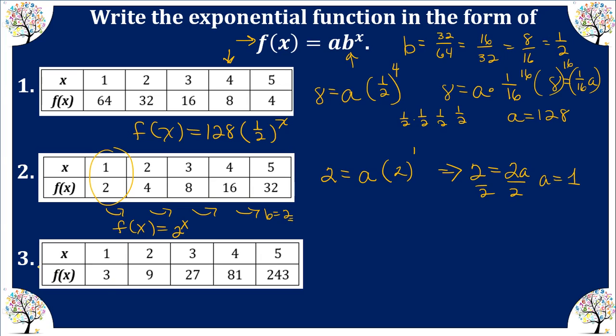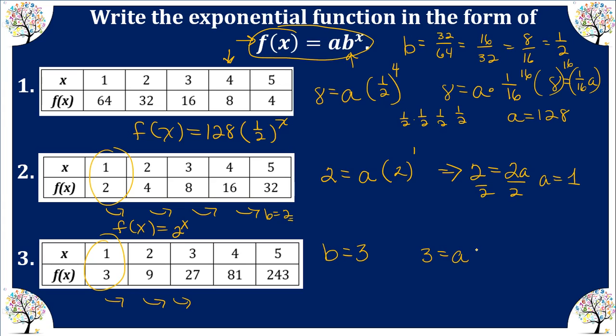Okay, let's take a look at number 3. We can easily see that our multiplier, our B value, is 3. 3 times 3 is 9, times 3 is 27, and so forth. So my B value is 3. I'm just going to take this first ordered pair to be my f of x and x, going back to this equation and plugging in everything I have. So f of x is going to be 3.